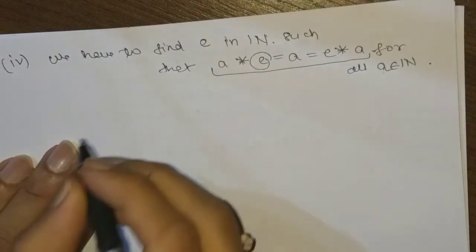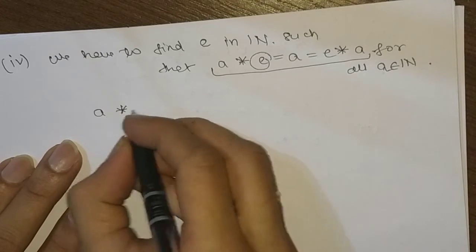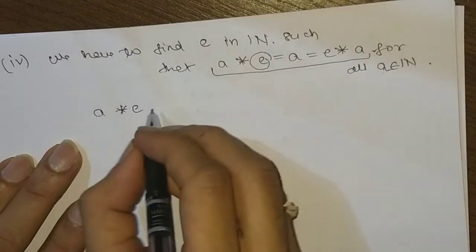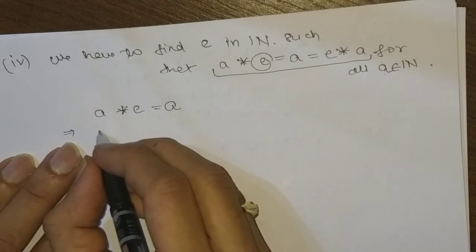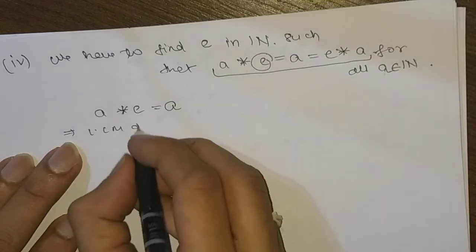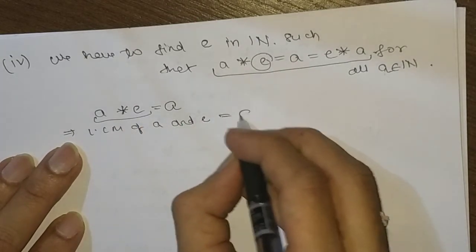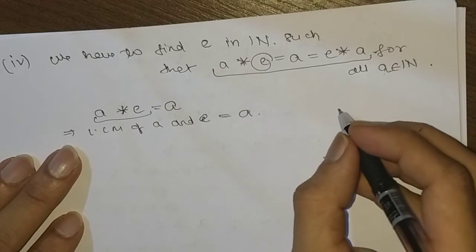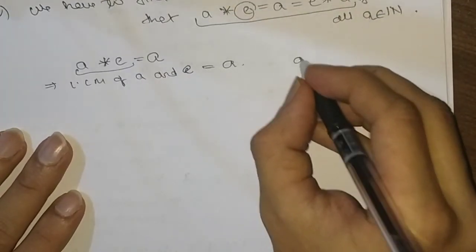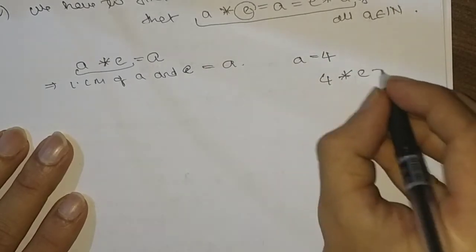So now what number will satisfy this? Let us take one side of this equation, that is A star E equal to A. So that means we have to find E such that LCM of A and E is equal to A. Now if you take any number, let us say if you take A equal to 4, now 4 star E should be equal to 4.